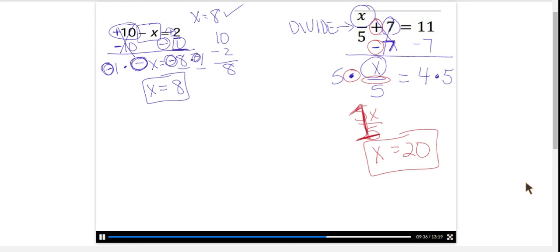I can even go back in and check up in my original equation. 20 divided by 5 plus 7. Well, 20 divided by 5 is 4, plus 7 equals 11. Yep, I got it.